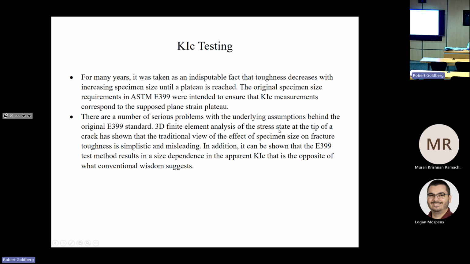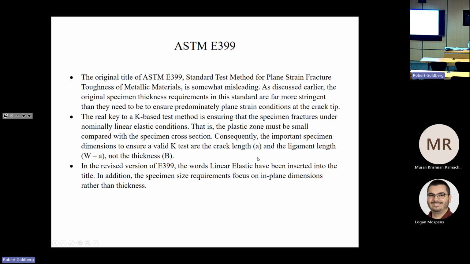As we talked about before, finite element analysis of the stress state at the tip of the crack has shown that the effect of specimen size on fracture toughness is misleading, and it can be shown that the E399 test method, and we'll go over this a little bit, results in a size dependence in the apparent K1C that's the opposite of what conventional wisdom suggests. However, it's still a reasonably good test. So we'll now start talking about it in detail.